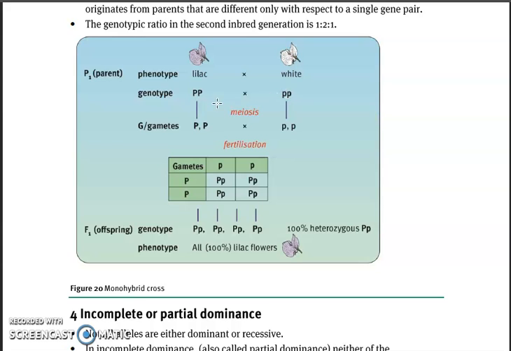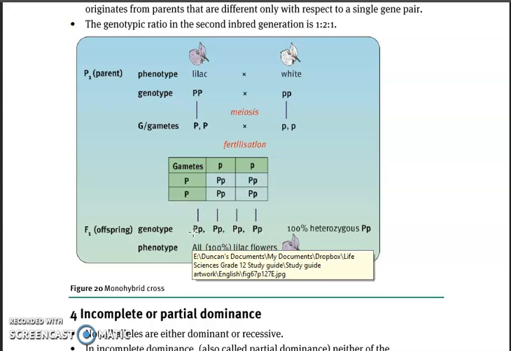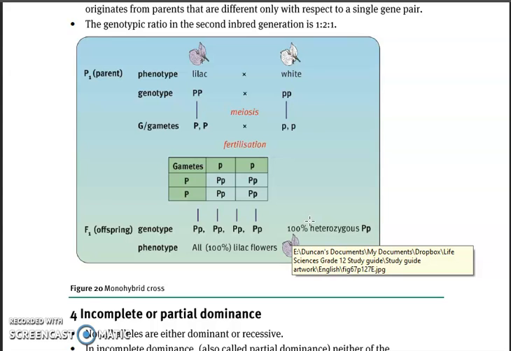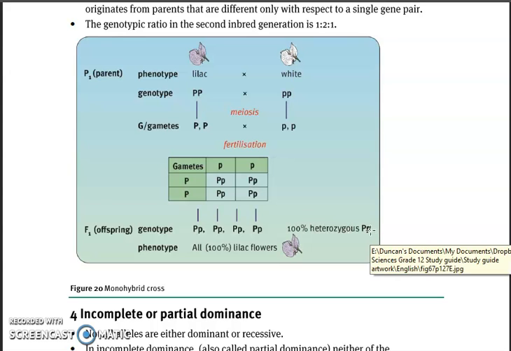This is the dominant allele, this is the recessive allele. So whenever a homozygous dominant is crossed with a homozygous recessive, the offspring type will always look something like this. It'll have one dominant allele and one recessive allele.